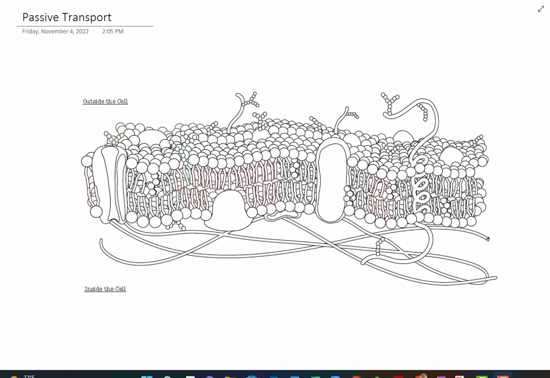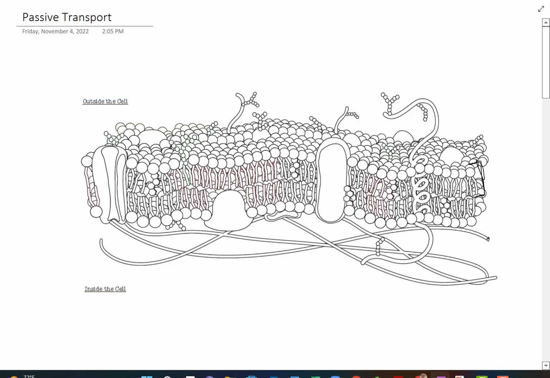Hey guys, in this video we're going to be talking about transport, but before we get there we're going to just do a little review about the plasma membrane, the cell membrane. So if you remember, in our plasma membrane we have all of these little phospholipids. This little guy right here, that's a phospholipid.